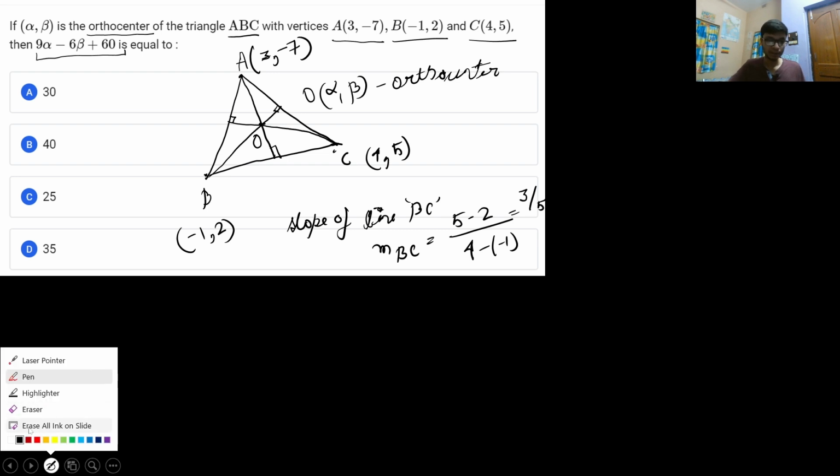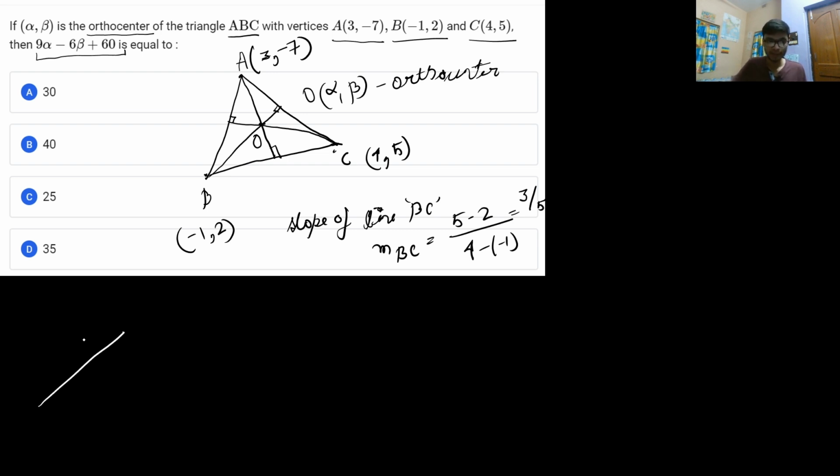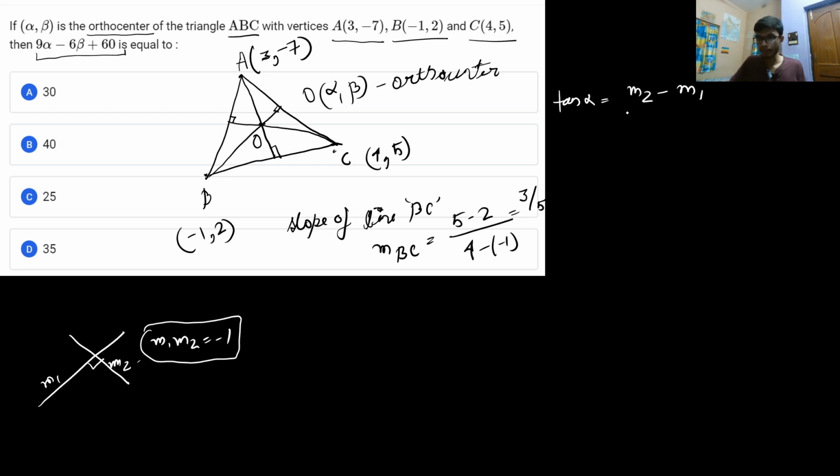And we know a very important relation: when two lines are perpendicular to each other, the product of their slopes is equal to -1. You must know this concept if you have prepared this topic. How does this come about? This comes from the formula for the angle between two straight lines: tan alpha is equal to (m1 - m2) divided by (1 + m1 m2). You can put a modulus on this because you will get one obtuse angle and one acute angle. Depending on the situation, you can put a modulus here, and this will fetch you the correct result.